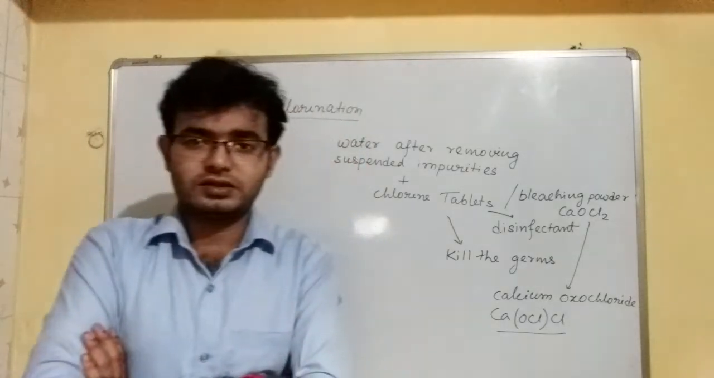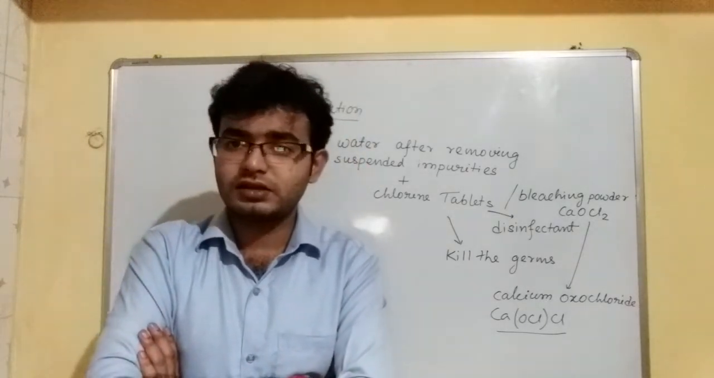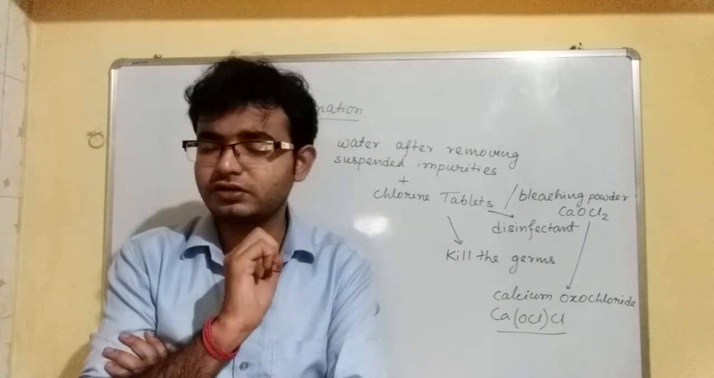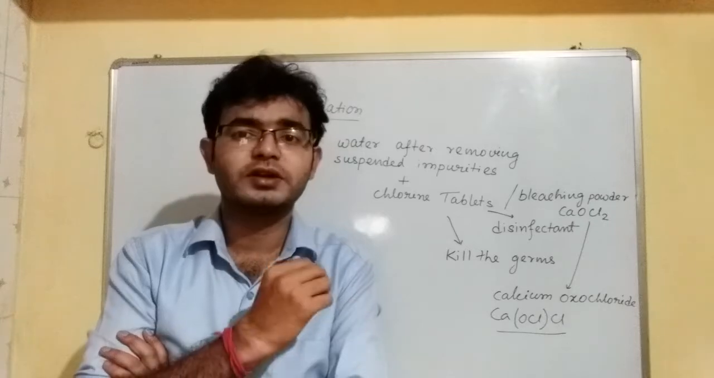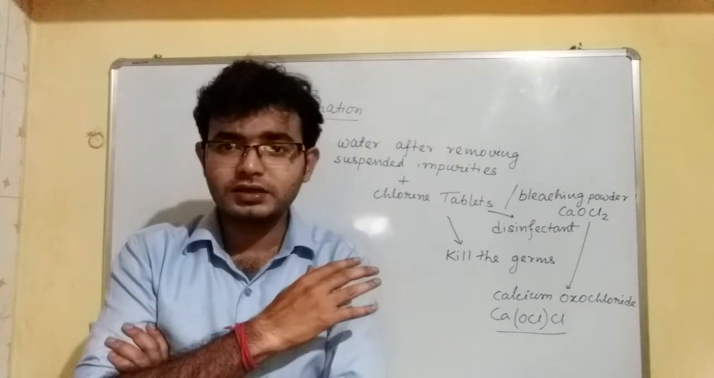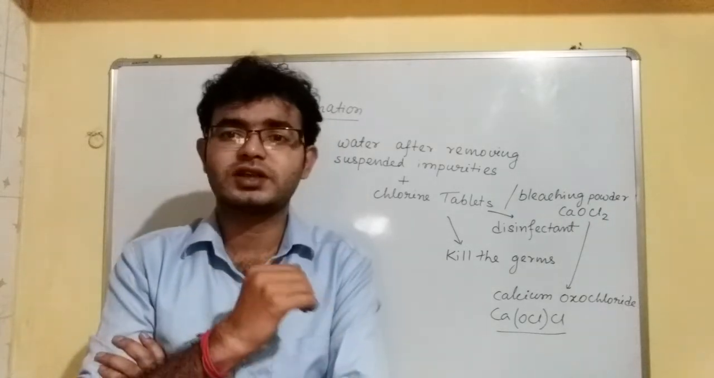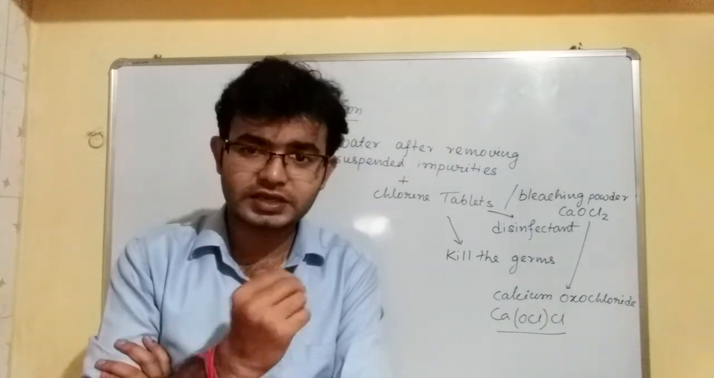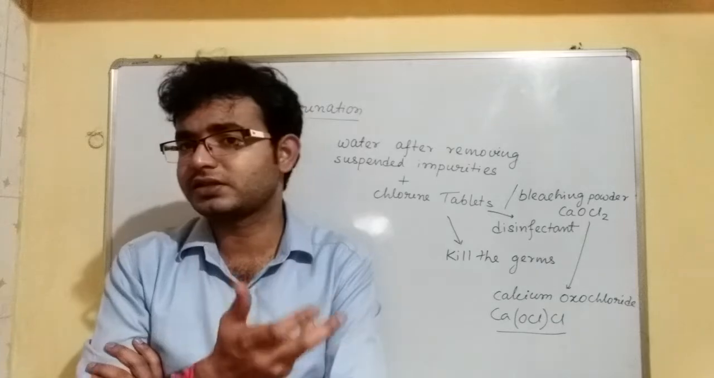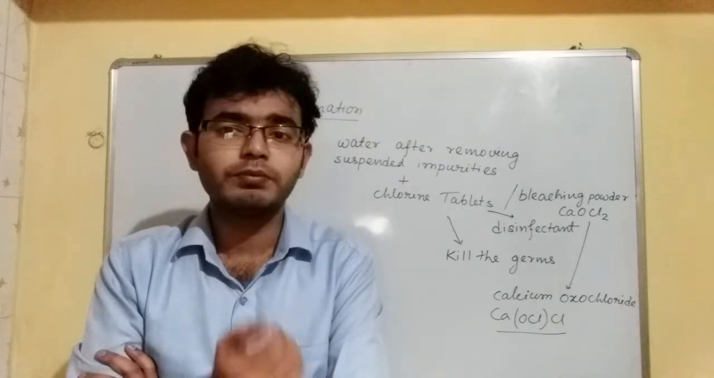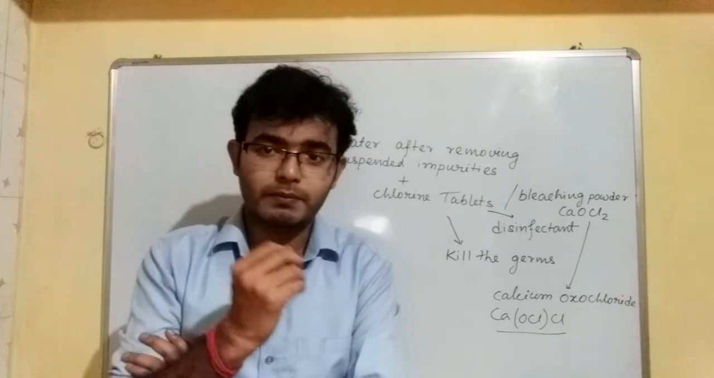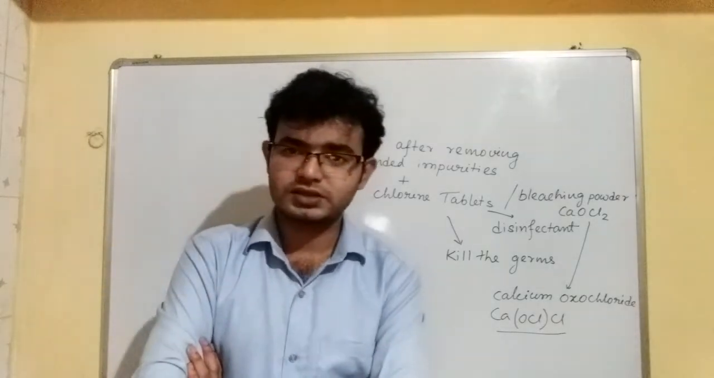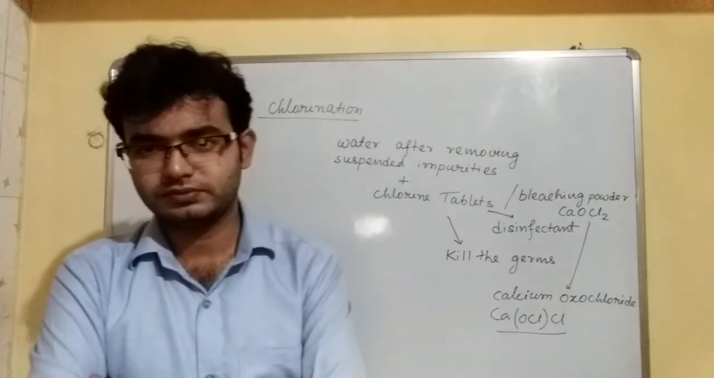So by this process we can kill the germs, and before that we use filtration to remove the suspended impurities. By using these two methods together, we remove the suspended impurities as well as kill the germs. As a result, the water will be fully purified. By using this method we can purify water, and this method is called chlorination.